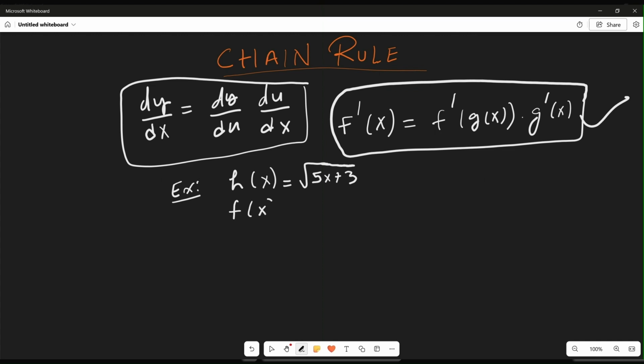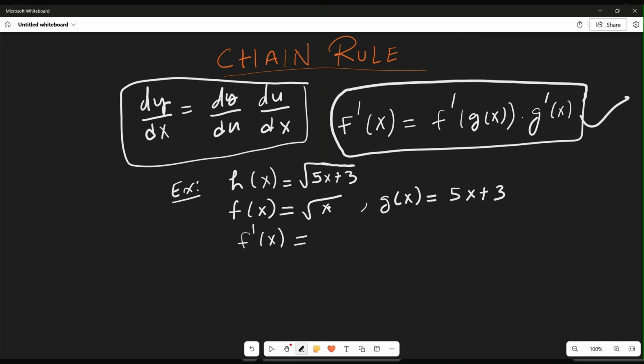I think you all agree that outer function is this square root of x. This is with respect to x, right? And suppose this inner function, this g of x is what? 5x plus 3. And now we are taking the derivative of this f of x.